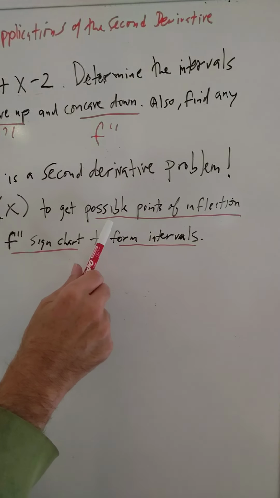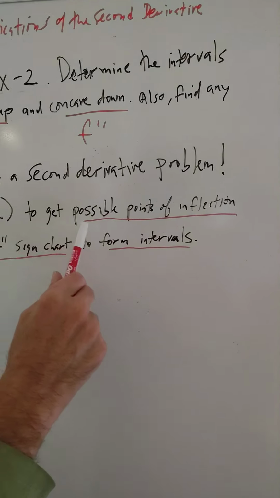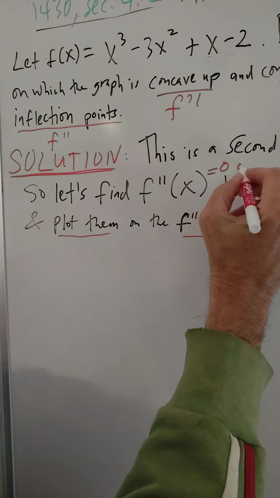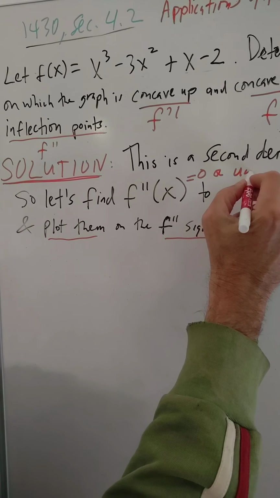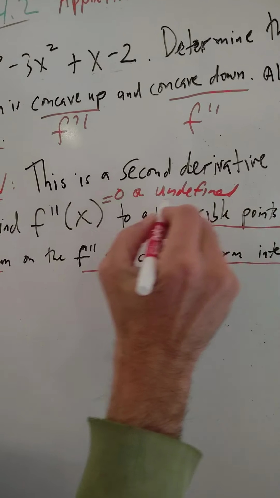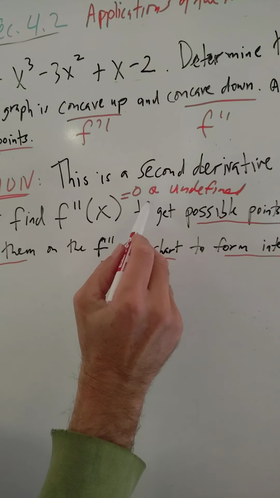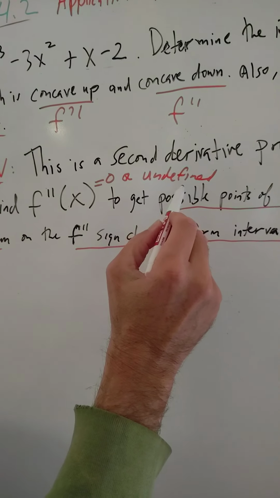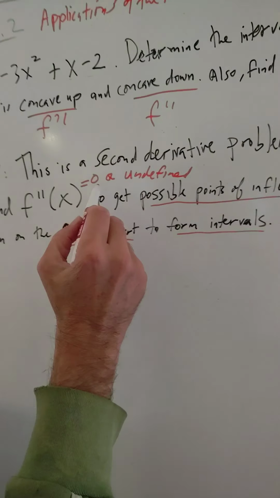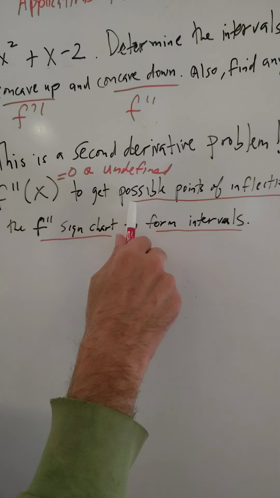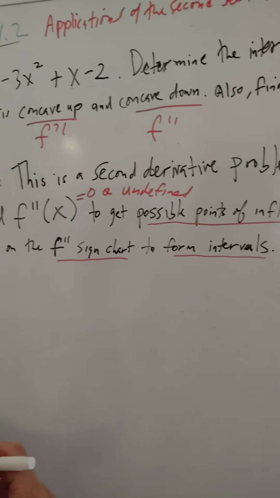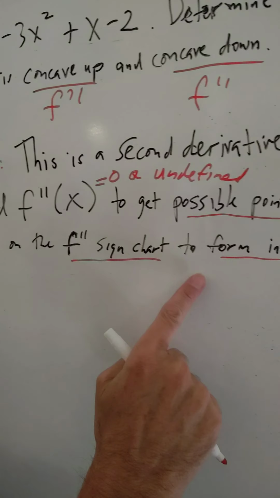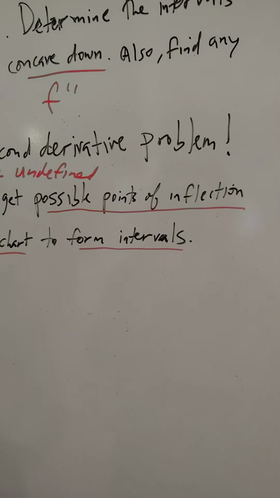And then we can get what's called possible points of inflection. How do we get those? By setting f double prime of x equal to 0, or where it is undefined. Those are the two ways. So when is it equal to 0, or at what x values is f double prime of x undefined? These two together will give you possible points of inflection. Then you plot them on the f double prime sign chart, and that will form intervals. So let's get to work.